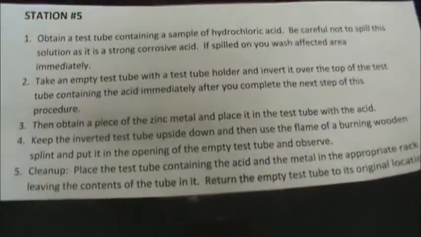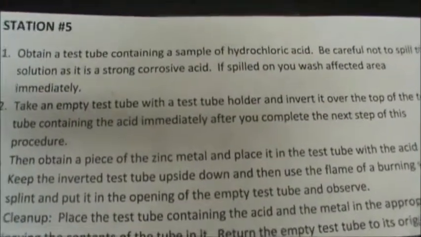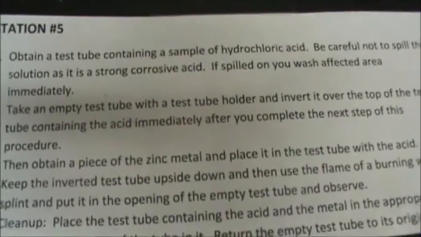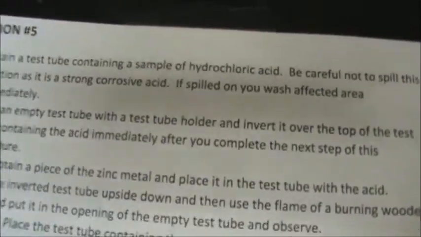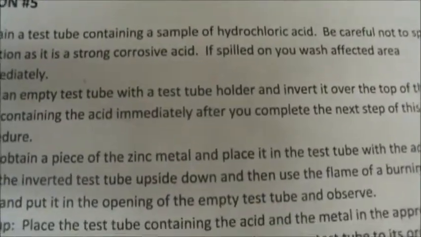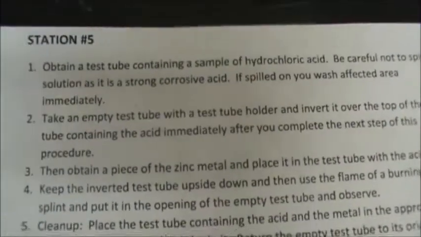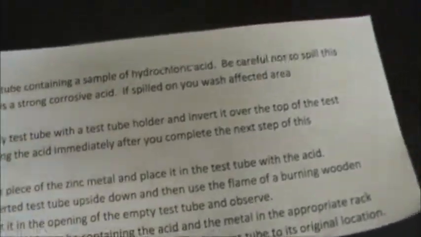In station number 5, we're going to be working with 2 chemicals. One is hydrochloric acid. It's an aqueous solution of hydrochloric acid. It's been watered down. If you have pure hydrochloric acid, it's normally a gas at room temperature. So we have an aqueous solution, and I'm going to show it to you in a second. We're also going to be working with zinc. The zinc is sitting over here, so let's take a close look at the zinc.